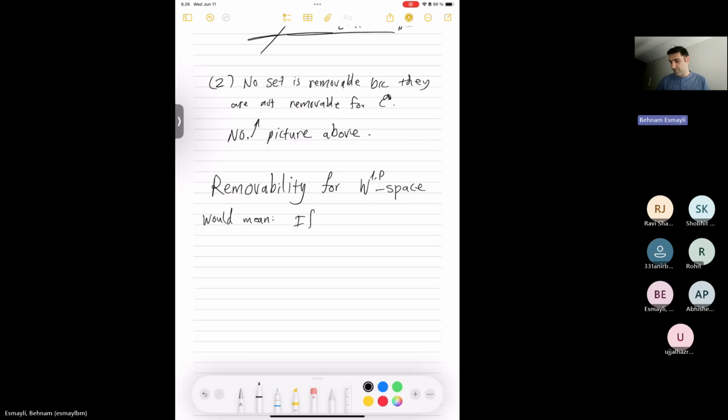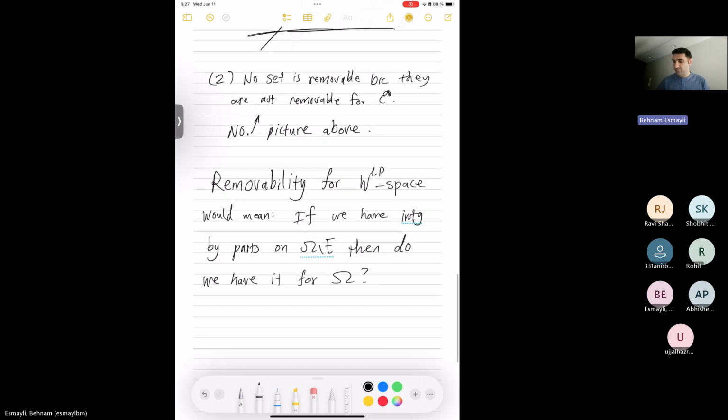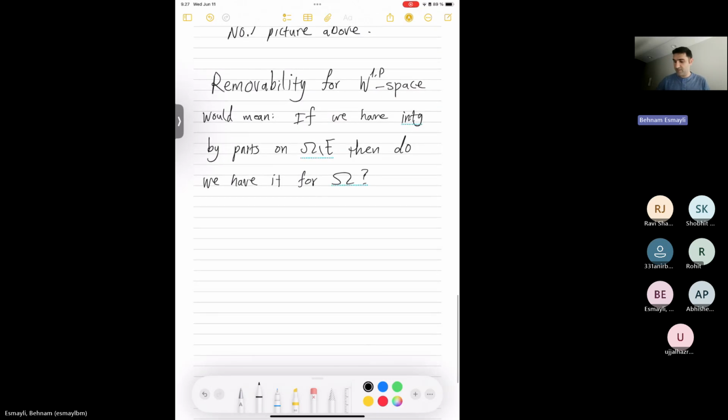Let's isolate the integrability part here. It's the regularity part. So if we have integration by parts on omega minus E, then do we have it for omega? And this time you can see that the question is obviously not the same.